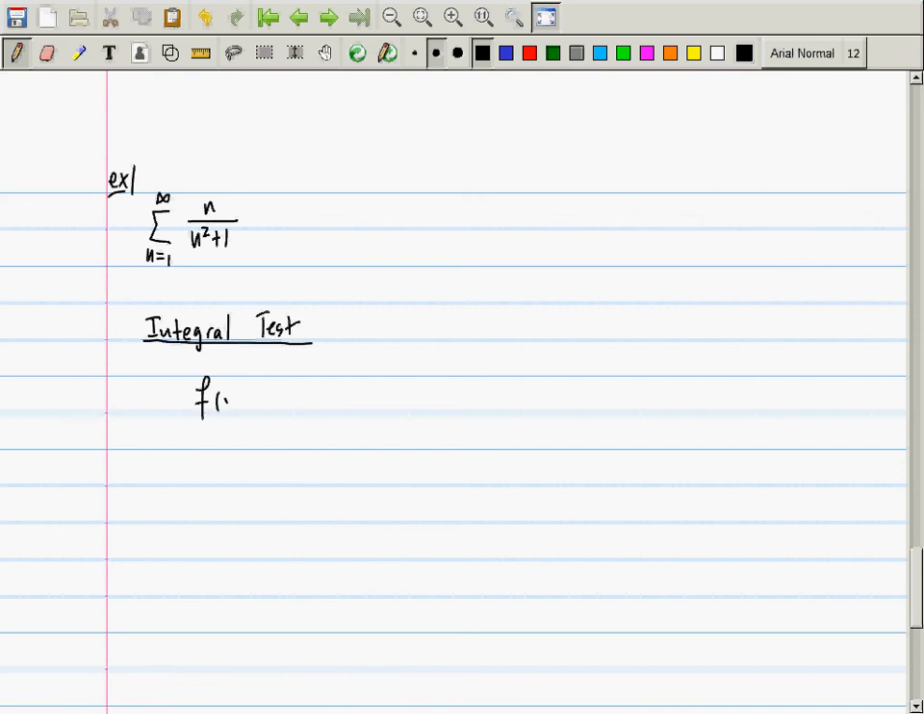The first thing you have to do is say what the function is. f of x is x over x squared plus 1. Now you have to demonstrate that you actually can use the integral test. What requirements are there on this function? It has to be continuous, decreasing, and positive. All of these things must be demonstrated.